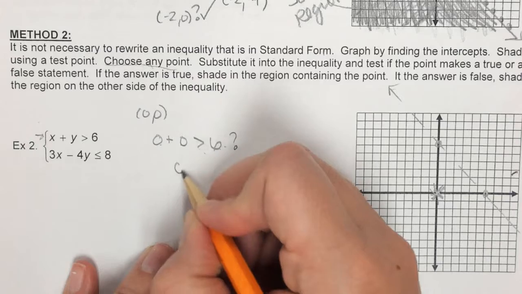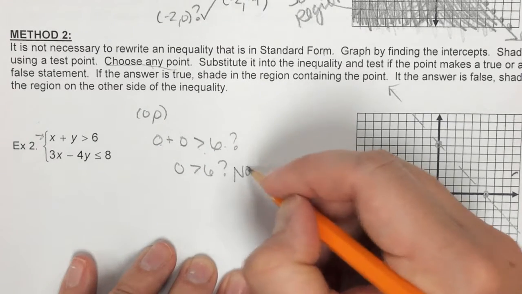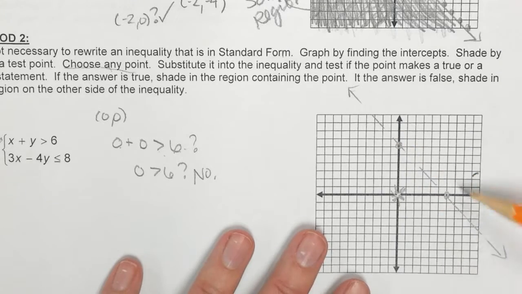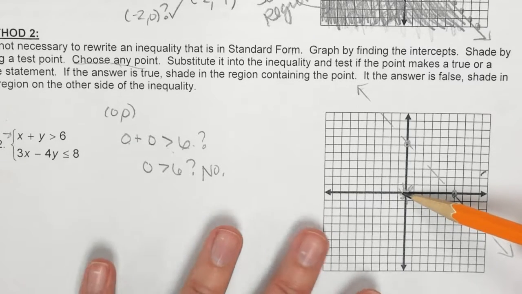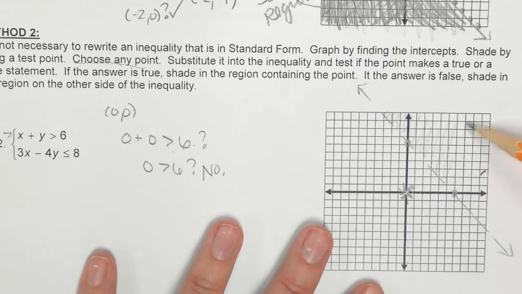Well, 0 plus 0 is 0. Is 0 greater than 6? No. Okay? So what that means is that the correct side to shade doesn't have 0, 0 because 0, 0 didn't work. So that would mean that you would shade the other side. You'd shade up here.